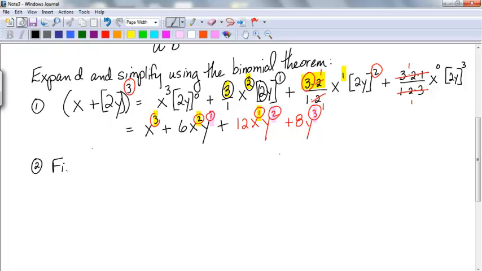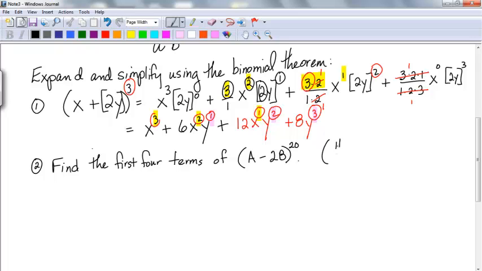Find the first 4 terms of the binomial expansion (A - 2B)^20. On this use a capital B so it doesn't look like a 6. A minus 2b to the 20th power. Okay? Find the first 4 terms.